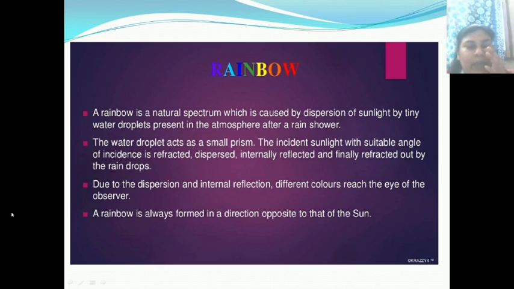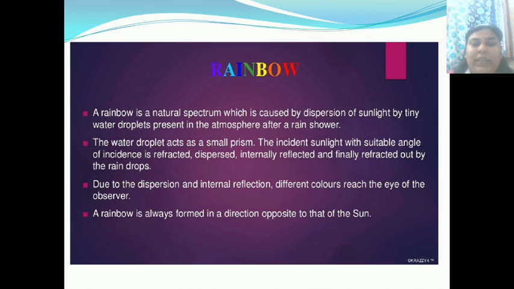A rainbow is a natural spectrum which is caused by the dispersion of sunlight by tiny water droplets present in the atmosphere after a rain shower. So we are able to see the rainbow when it is raining and the sun is also shining. What happens at that time? All the tiny droplets, all the raindrops, work as tiny prisms. When the light enters into them, it is reflected, dispersed, and then internally reflected, and after that refracted, and then we are able to see the rainbow.